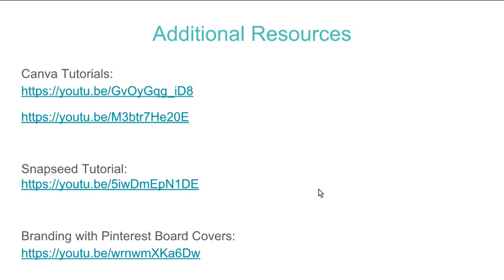The Snapseed tutorial was done on my tablet, so it walks through all the different functions and features of Snapseed. Doesn't really teach you how to edit a photo and what a good quality edited photo looks like, but it does show you all the functions and the tools, and where they are and how to use them. And then branding with Pinterest board covers, again, is just something to reinforce making a cohesive board cover. It's about 20 minutes long. It's just a good supplementary resource for that if you feel like you still need some extra demonstration on that.